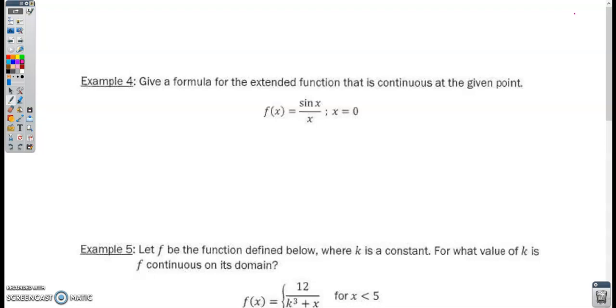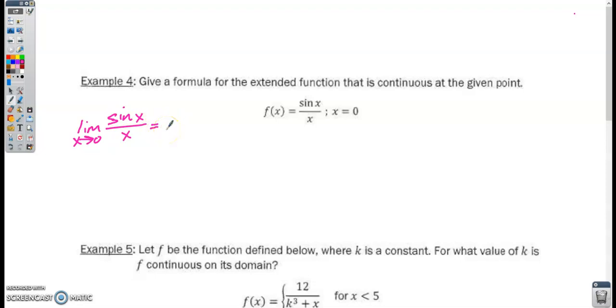In essence, our function f of x equals sine of x over x is discontinuous at x equals 0. It has a removable discontinuity, and we want to figure out what that limit has to be in order to fill in the removable discontinuity. So the first thing that I'm going to do is find the limit as x goes to 0 of sine of x over x.